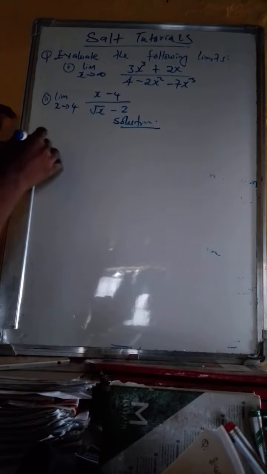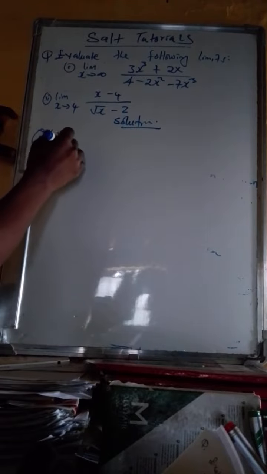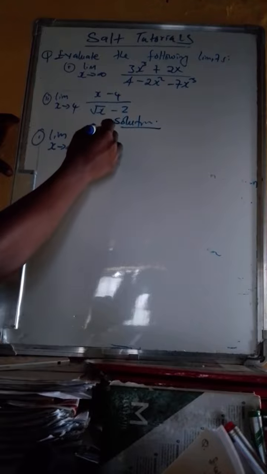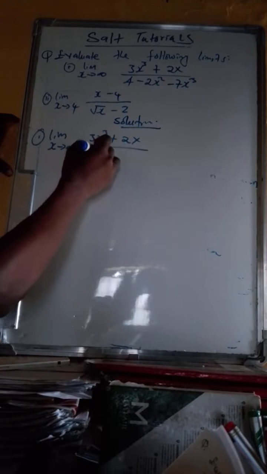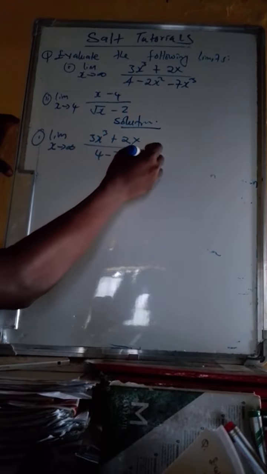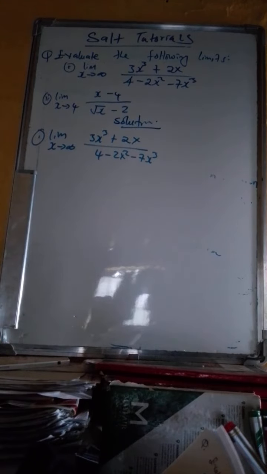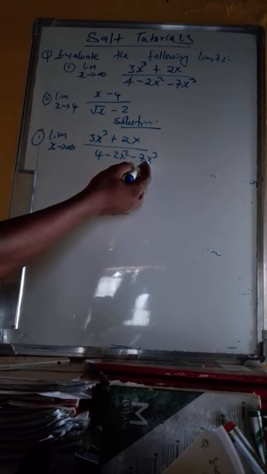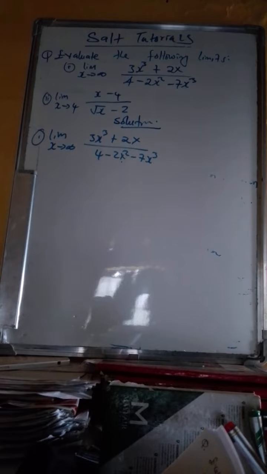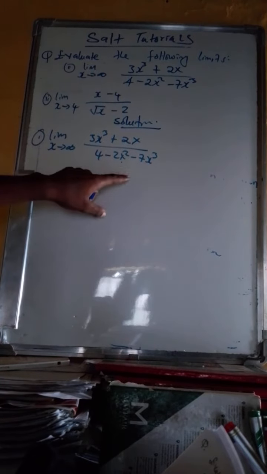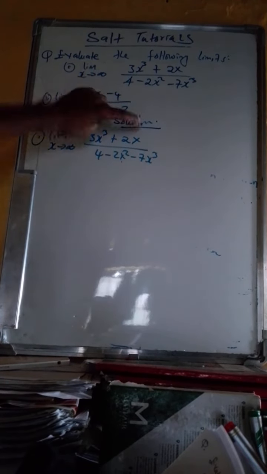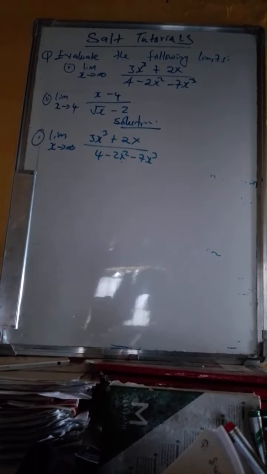Question number one: the limit as x approaches infinity of 3x power 3 plus 2x over 4 minus 2x squared minus 7x power 3. If I was to put in infinity everywhere, what is going to happen? If this is infinity, this is infinity, this is infinity, what am I going to have? I'll have infinity on top and infinity down. It will be an infinity over infinity, and we said that should never be the case in our solutions. So what do we do in such a case?